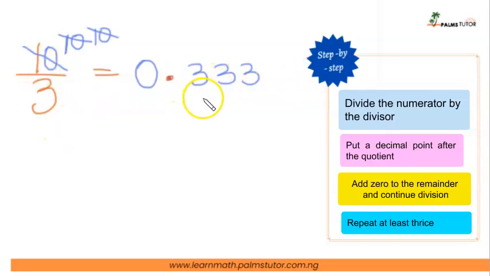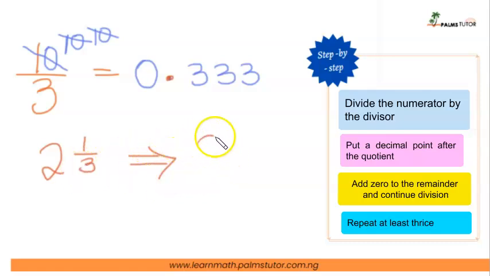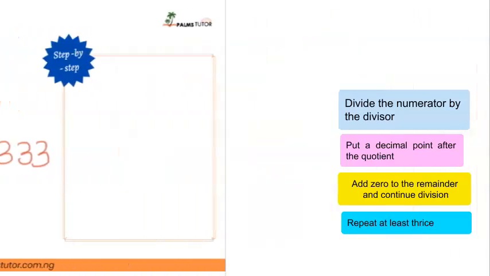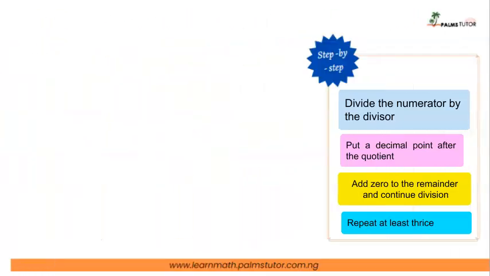It keeps going, right? So again, for example, if I have 2 whole number, 1 over 3, and I want to leave my answer as decimal, what that means is that I have 2 whole number, the whole number part before the decimal, and this 1 over 3 is 0.333. Okay?